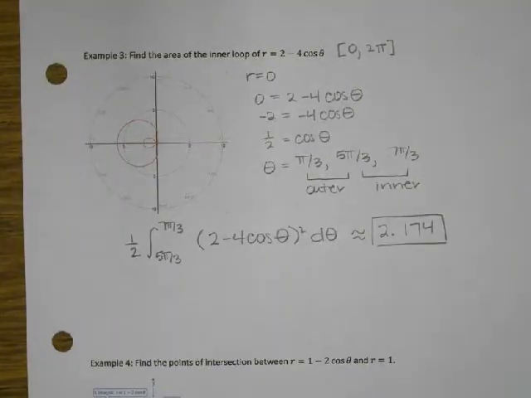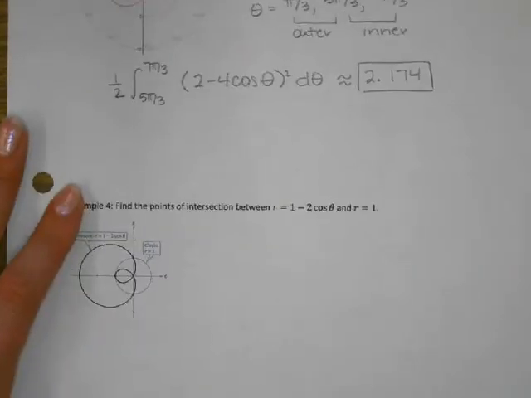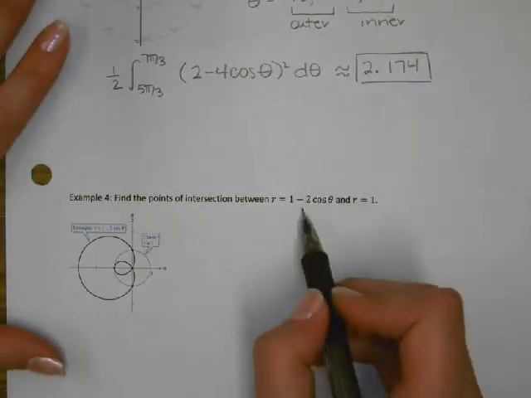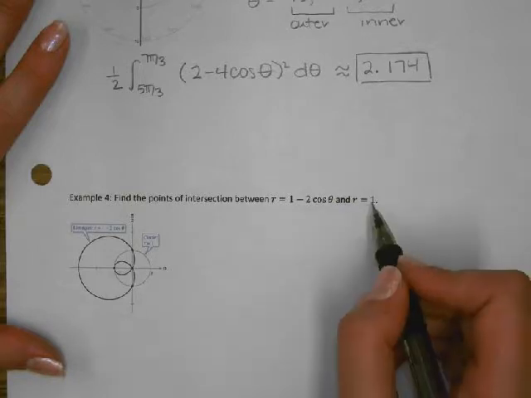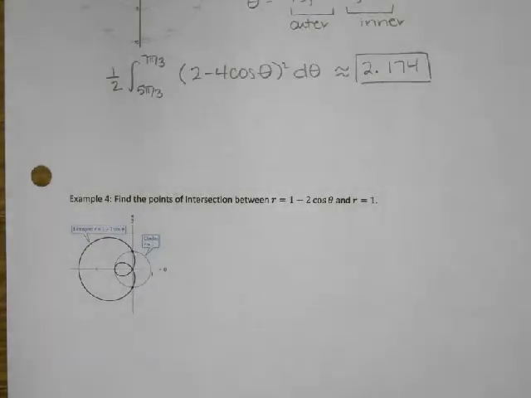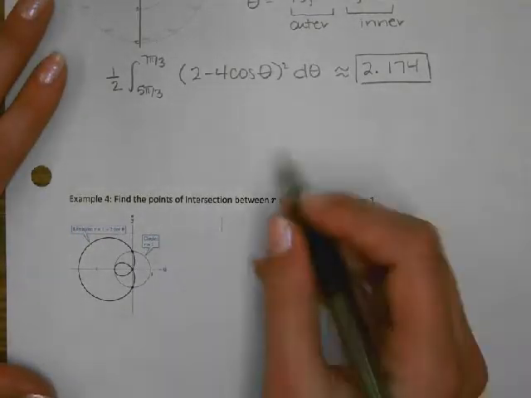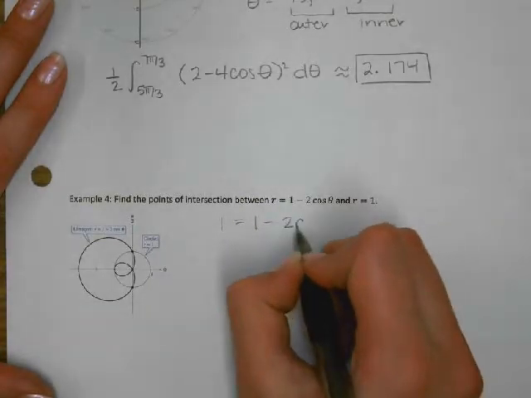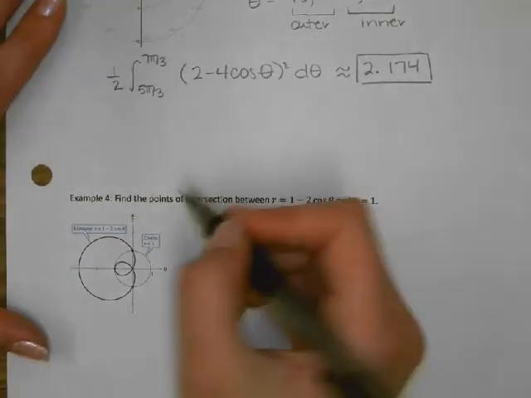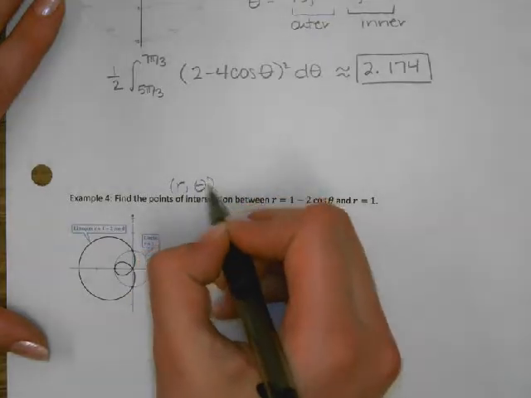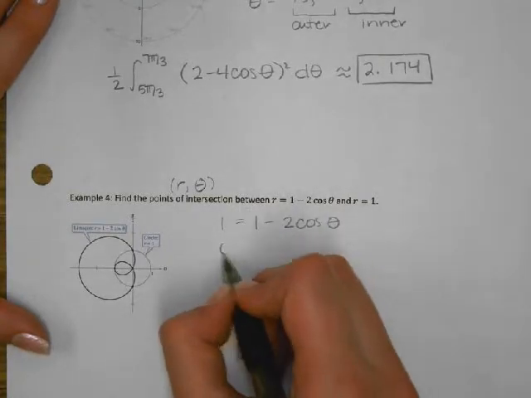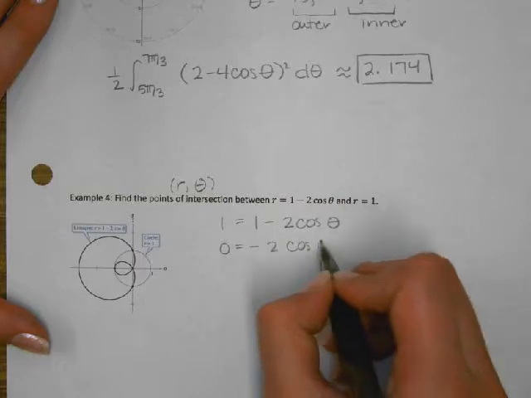All right. For the next problem, we want to practice finding the points of intersection between two different polar graphs. One is a limacon with a loop, one is just a circle centered at 0 with a radius of 1. To find points of intersection of anything, we always set them equal to each other. So 1 equals 1 minus 2 cos theta. Then we solve for theta, because our points of intersection are going to be written as (r, theta). Normally we'd have x and y, but here we have r and theta. So I'm going to subtract the 1 to the other side, and I get 0 equals negative 2 cos theta.